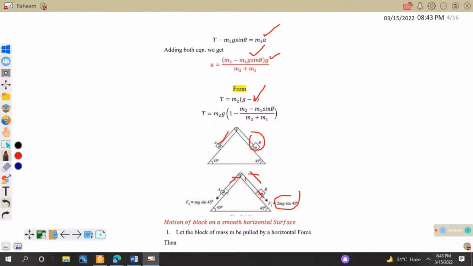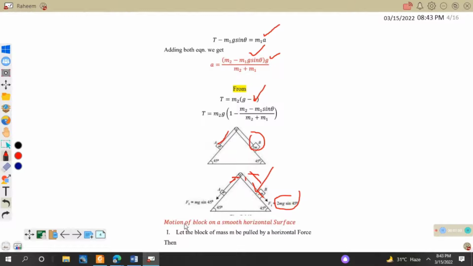And again, if we solve the two equations, this will give us the expression for acceleration. If I modify this expression, for this case acceleration will be (m2 g sin theta minus m1 g sin theta) over (m1 plus m2), and similarly for tension.